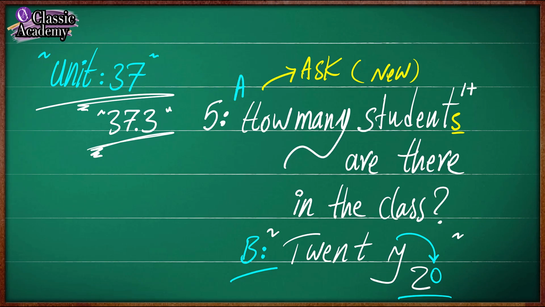Person A and person B. Just imagine that you're talking and improvising a conversation. You're listening to a dialogue. Okay, A says, how many students are there in the class? Well, very simple answer.